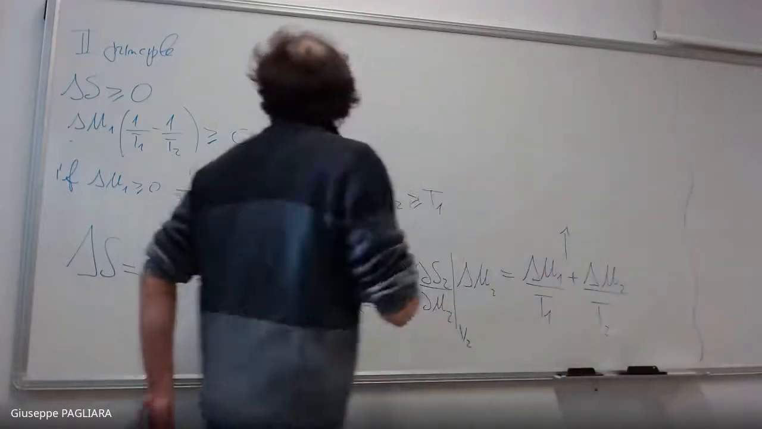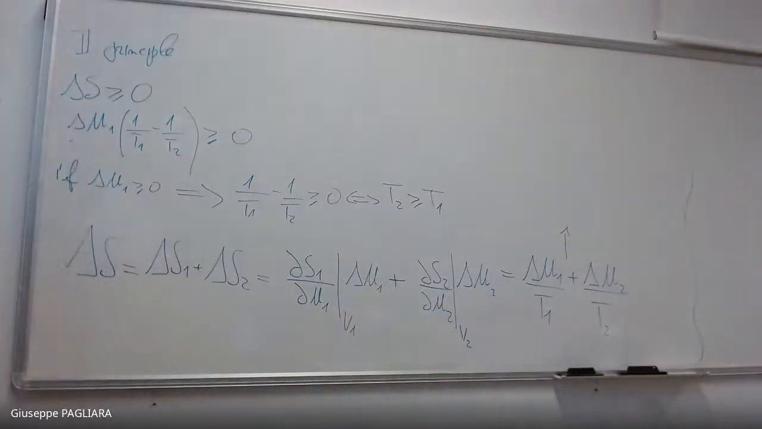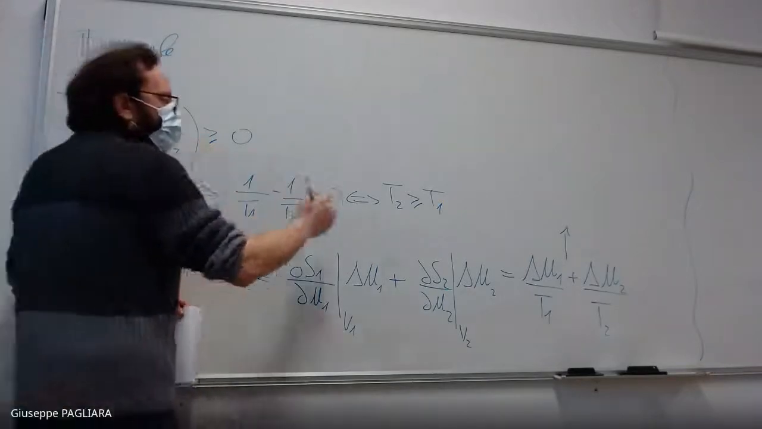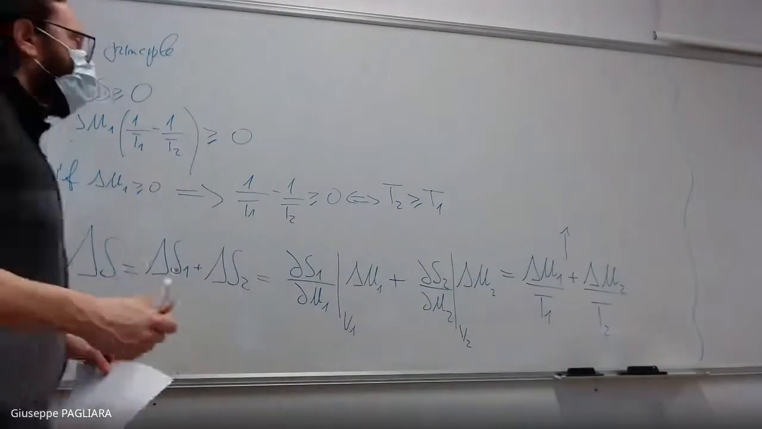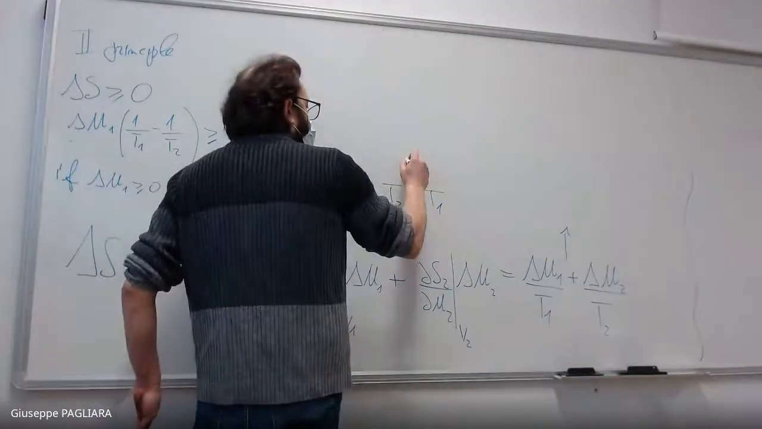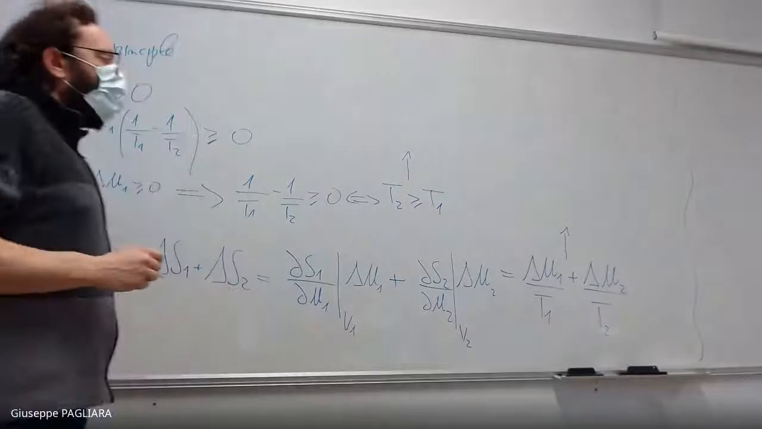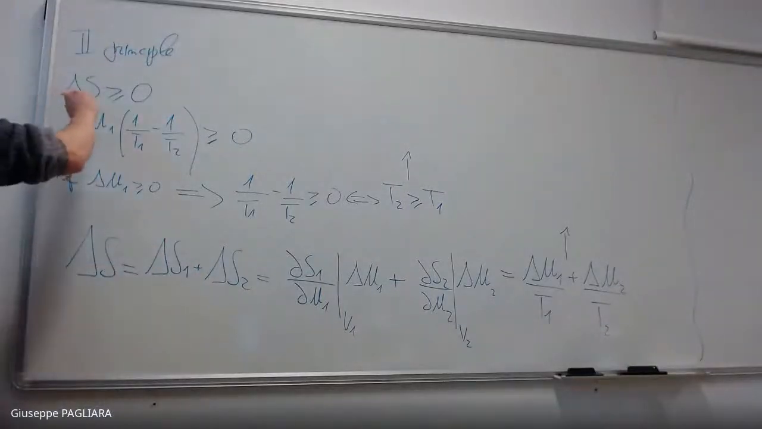If delta U is larger than 0, that means that system 1 is getting energy from the other system. This is okay, but only in the case in which T2 is larger than T1. This is a trivial result from our daily experience, but it's obtained just from the second principle of thermodynamics.